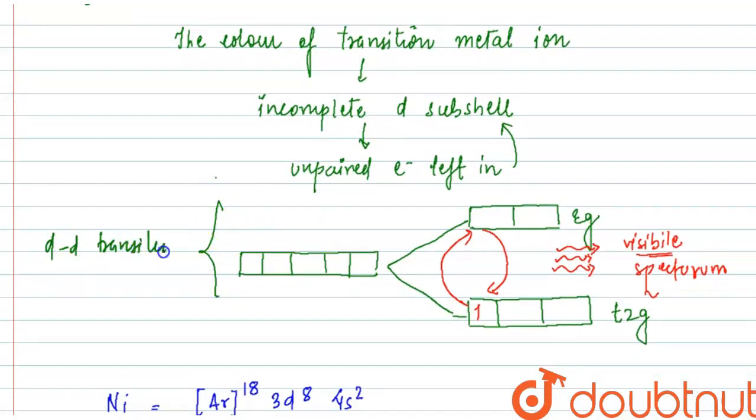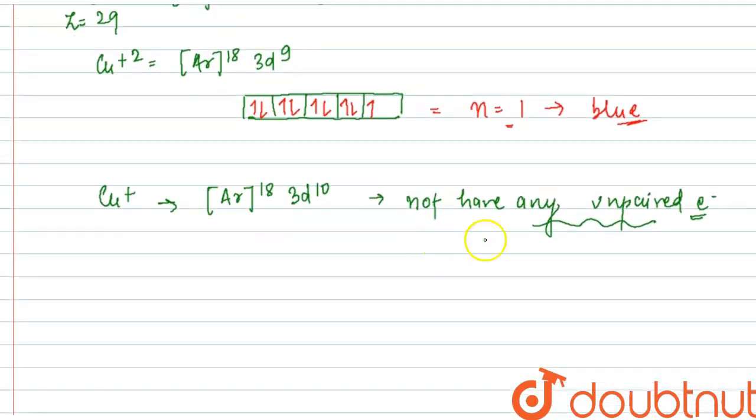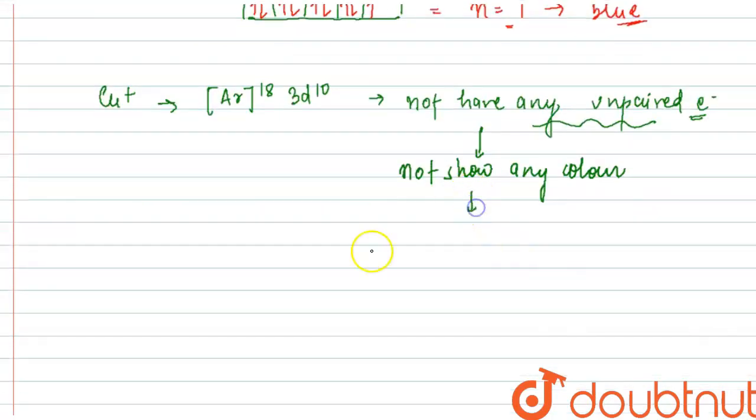So this transition is called dd transition, right, where an electron from t2g is getting promoted to eg and they are returning back, leaving some sort of radiation which falls under the visible spectrum, and due to this reason the color of a compound shows up. So this is the phenomenon that is not going to take place in the case of Cu plus, right? So it will not show any color, no dd transition here. Okay, not show any color because no dd transition is possible, right?